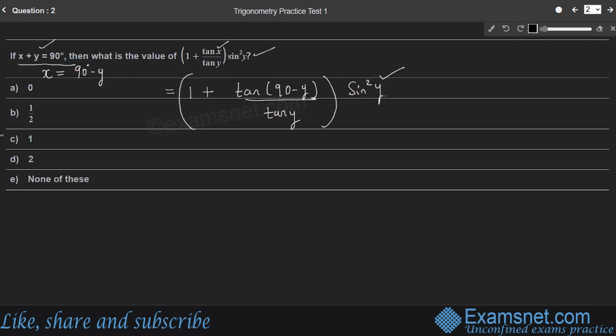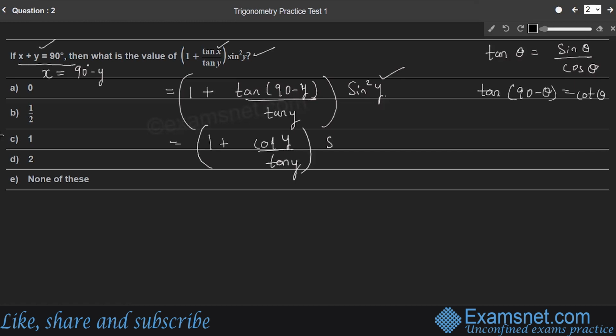So tan can be written in terms of sine and cos. Tan theta is always sine theta by cos theta. But tan 90 minus theta is always cot theta. So we'll write 1 plus cot theta by tan theta, where theta is y. So 1 plus cot y by tan y, multiplied by sine square y.